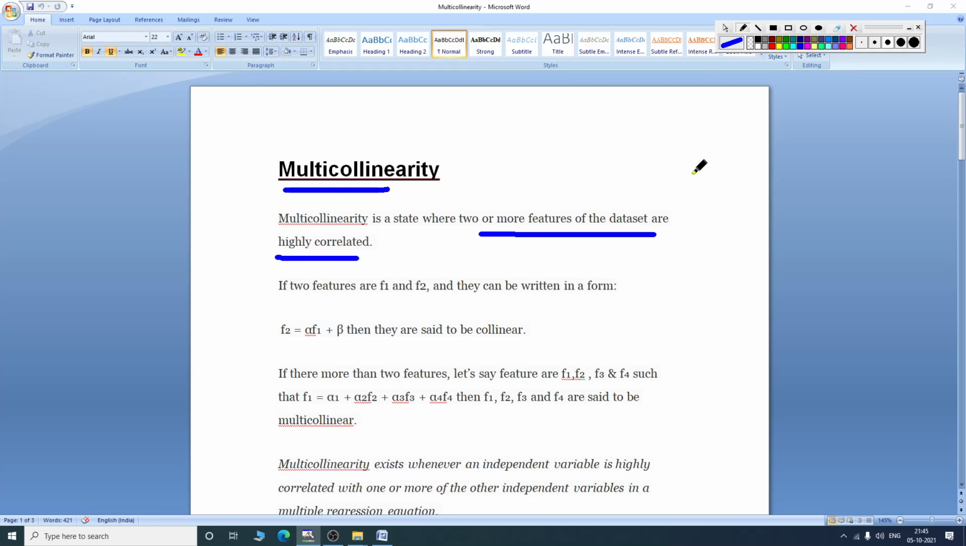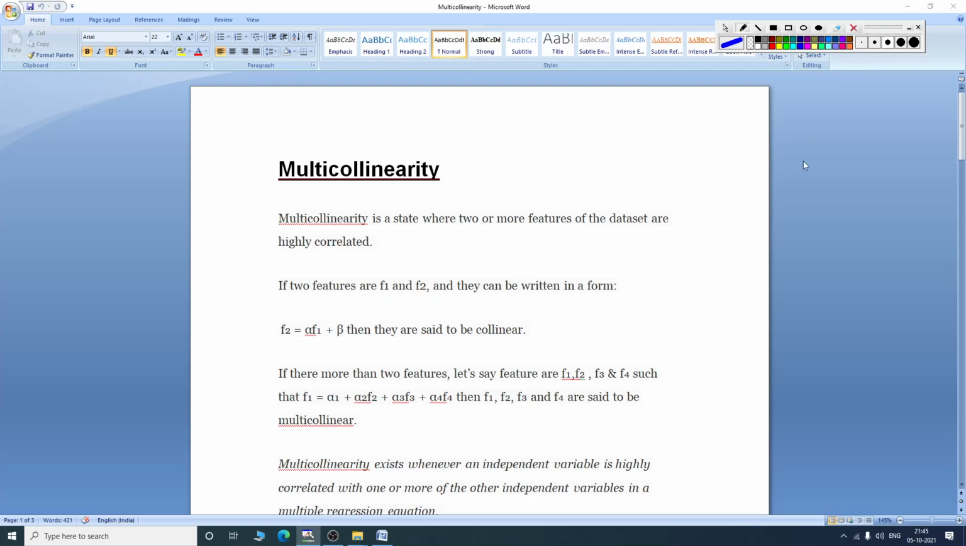Like we are given a data set where there are many features, like f1 and f2. Let's say we have two features f1 and f2. Now if we can write f2 as linearly dependent on f1, like f2 is equal to alpha into f1 plus beta, where alpha and beta are constants, then in this case we can say that f1 and f2 are collinear.